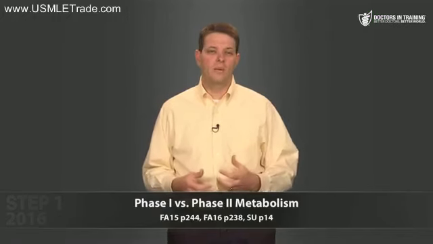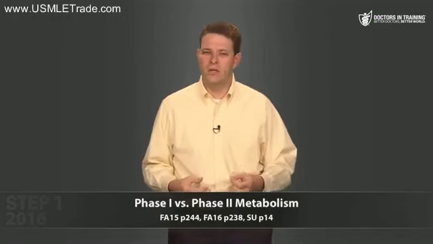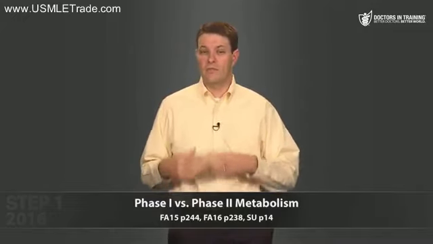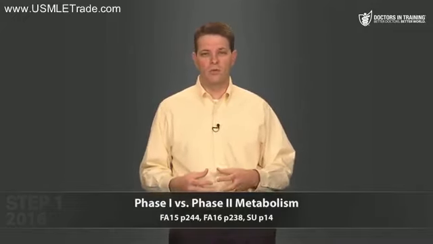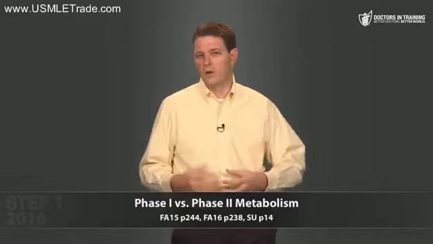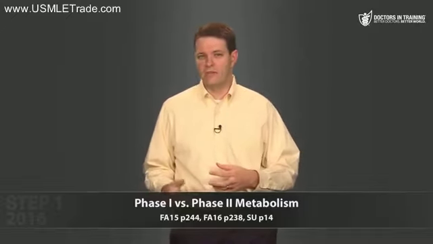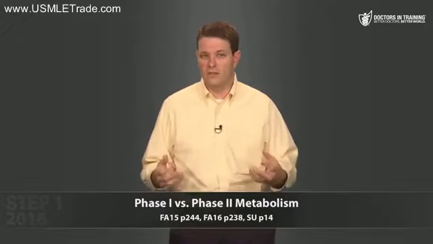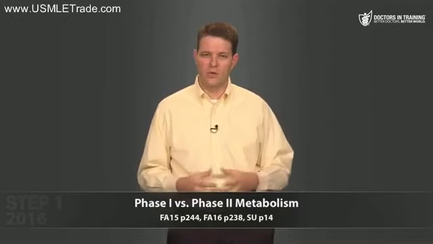Both phase 1 and phase 2 reactions take place primarily in the liver and sometimes in the kidneys. A drug might go through phase 1 metabolism on the first pass through the liver and then go through phase 2 on the second pass. Or another drug might go through phase 2 on the first pass through the liver and then go through phase 1 on the second pass. Or it might go through both phases on one pass through the liver. It kind of varies from drug to drug.